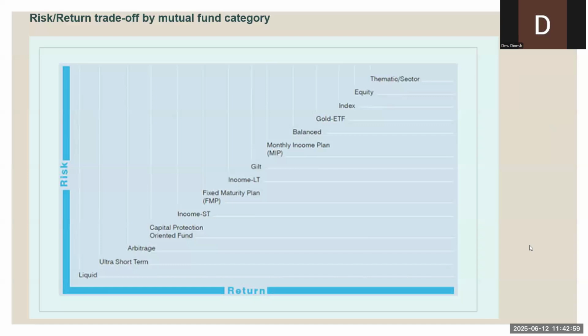What is an index fund? Any idea? What are the indexes? What are the indices which are available in the country? Sensex and Nifty. There are two stock markets, so there are two indices which are available in the country. Bombay Stock Exchange Index is called Sensex. National Stock Exchange Index is called Nifty.